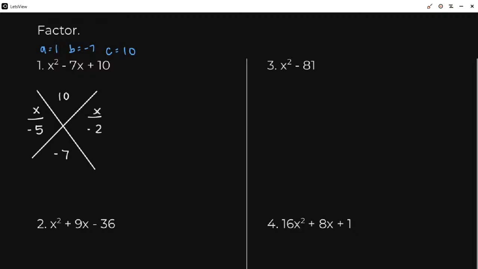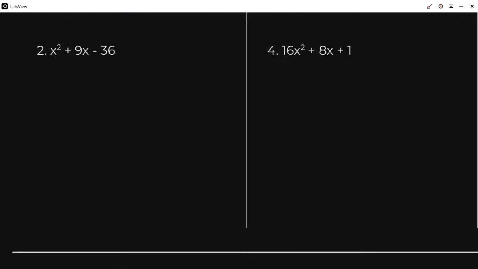And we're going to write x on top. So this will factor into x minus 5 times x minus 2. And the order that you write these answers doesn't matter. So you could have x minus 2 times x minus 5.